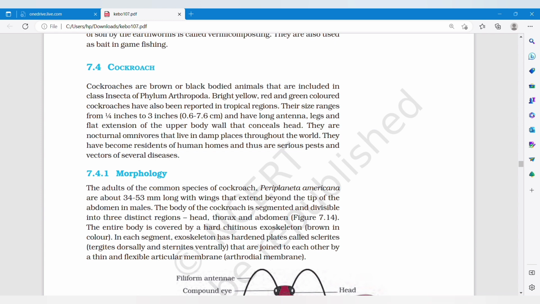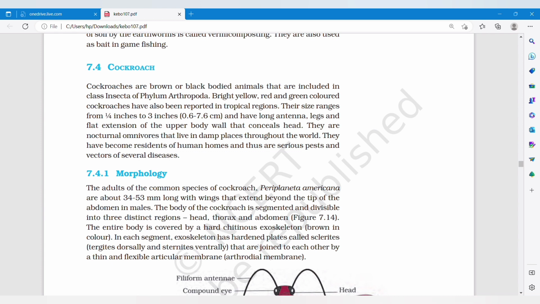black-bodied animals that are included in class Insecta of phylum Arthropoda. Bright yellow, red, and green color cockroaches have also been reported in tropical regions. Their size ranges from 1/4 inches to 3 inches, that is 0.6 to 7.6 centimeter, and they have long antennae, legs, and a flat extension of the upper body wall that conceals the head. They are nocturnal omnivores that live in damp places throughout the world. They have become residents of human homes and thus a serious pest and vector of several diseases.